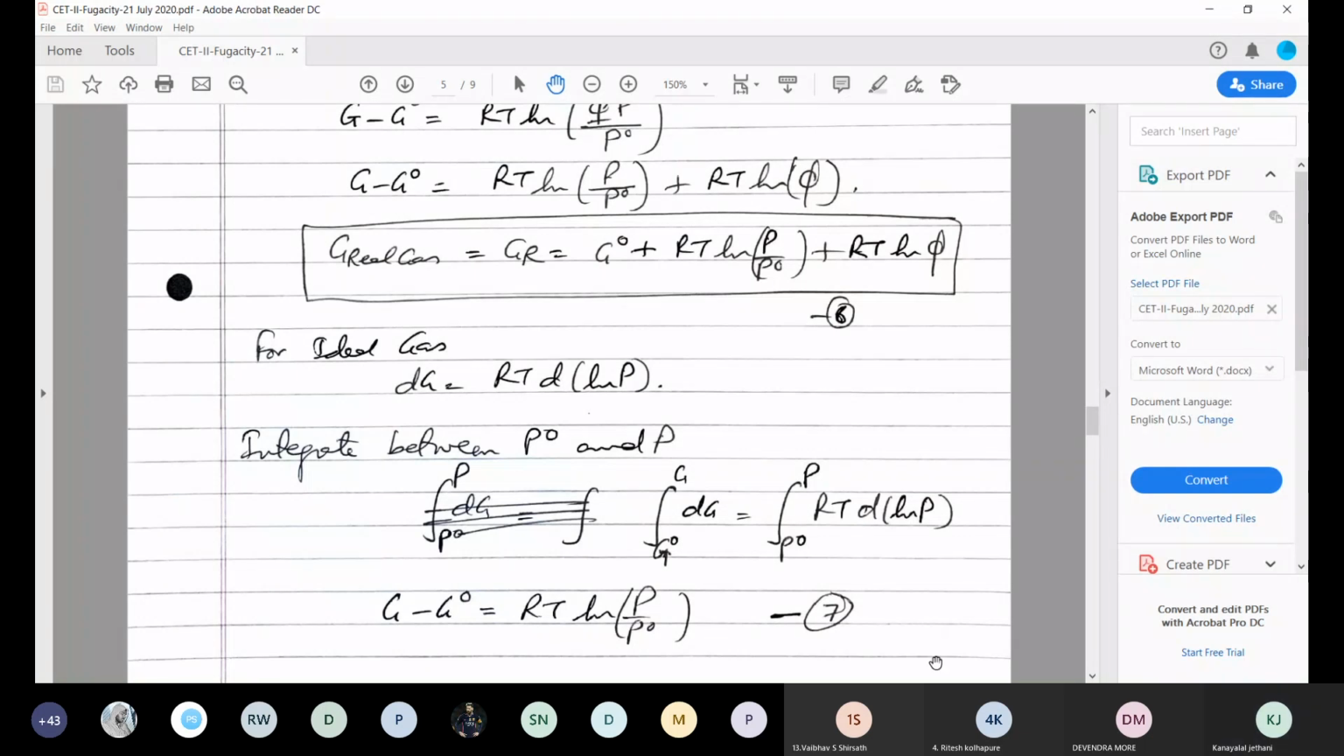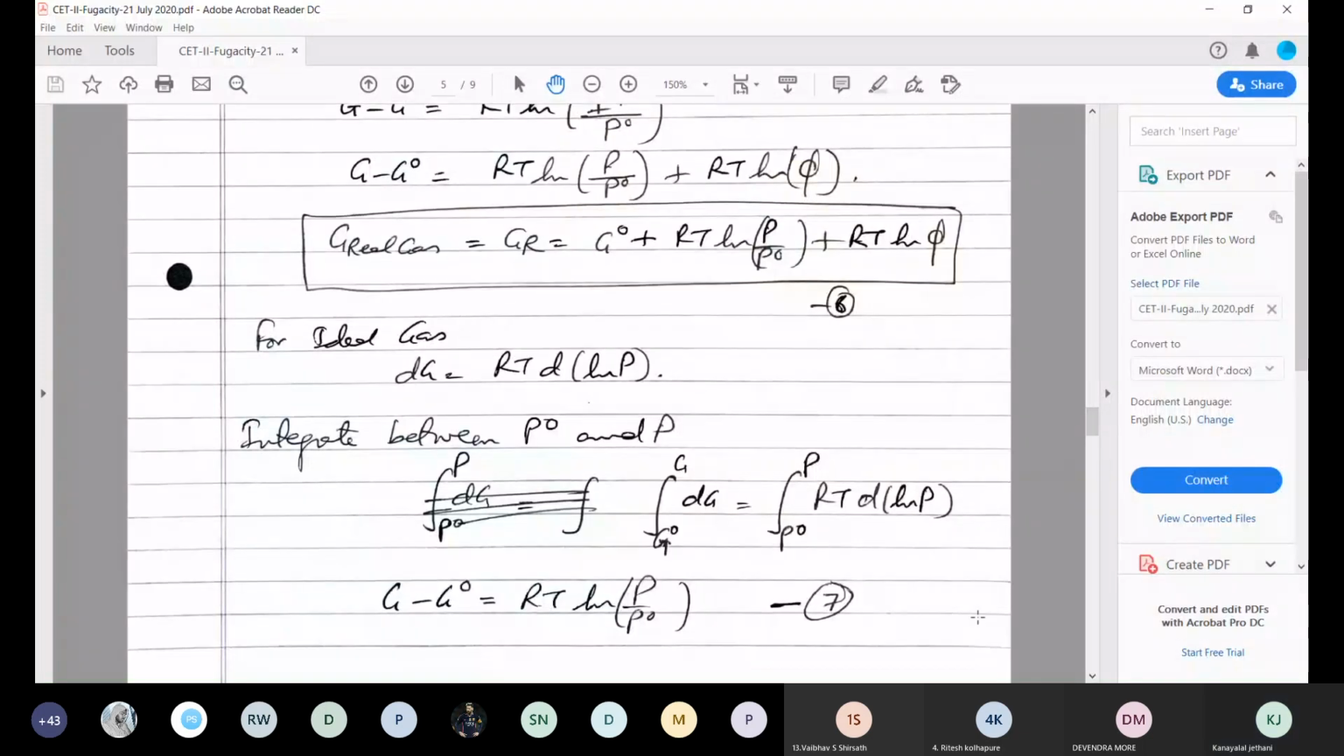Okay? Is this okay? Equation 6 and 7? Yes, sir. Okay. So what we'll do is we'll substitute for this G0 plus RT ln P by P0 in this equation. Sir, what is G in case of ideal gas?